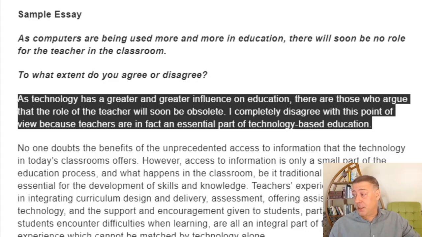"As technology has a greater and greater influence on education, there are those who argue that the role of the teacher will soon be obsolete. I completely disagree with this point of view because teachers are in fact an essential part of technology-based education." So I've said that there is this viewpoint that teachers are not going to be needed in the future, and I disagree with that, and I've given a sort of general reason.